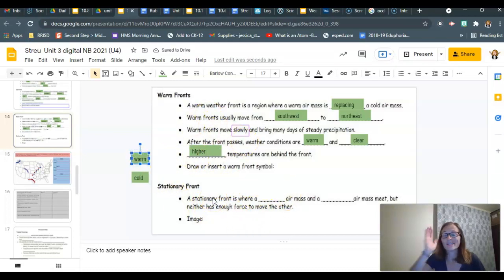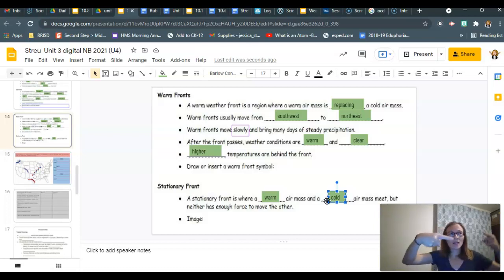Stationary front. It means exactly what it says. It is staying still, stationary. It is where a warm air mass and a cold air mass meet, but neither has enough force to move the other. So we have a cold front coming this way and a warm front coming this way, and they have equal amounts of force, and neither one can push the other one out of the way. And so they are just sitting here fighting with each other. Neither one is strong enough to push the other one out of the way.